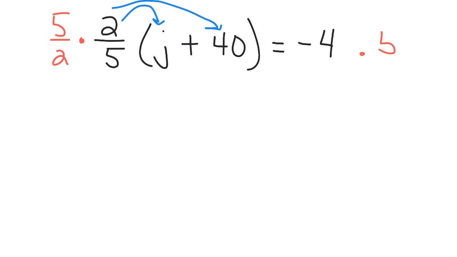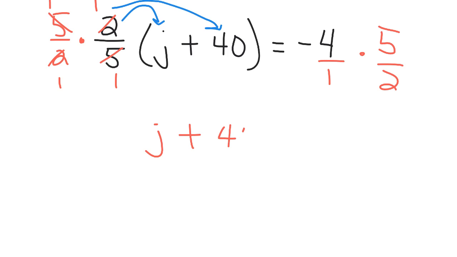And when I do that, this side actually cancels out, because when you cross reduce, that becomes 1, that becomes 1, that becomes 1, that becomes 1, so it's 1 times this whole thing, which really leaves us with just j plus 40, because 1 times j plus 40 is j plus 40.